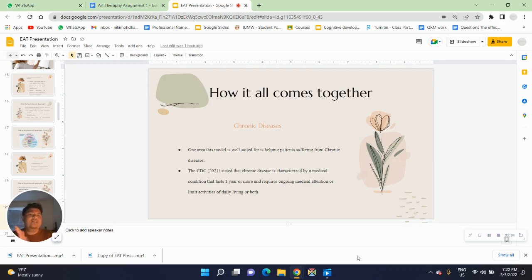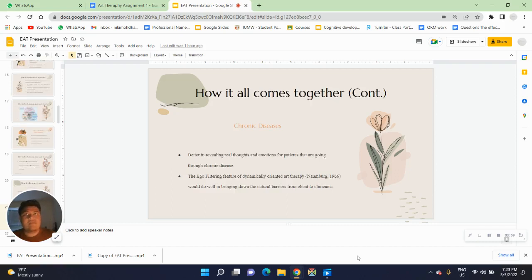Now, how does it all come together? What is chronic disease? The CDC, Centers for Disease Control and Prevention, 2021, states that chronic disease is characterized by a medical condition that lasts one year or more and requires ongoing medical attention or limits activities of daily living, or both.